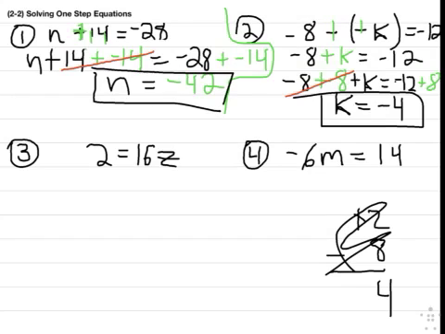Let's box this guy too. Okay, and how about this one here? We've got a 16. What's happening to z? We ask ourselves, what's happening? 16 times z. So apply the inverse operation. What's the inverse operation of multiplication?